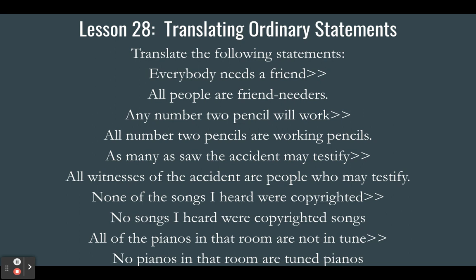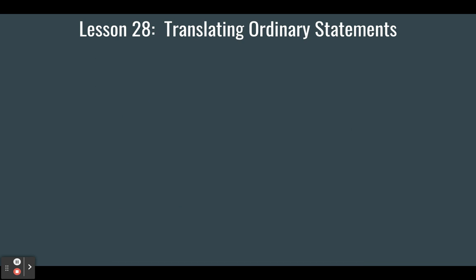Now, remember, it's not enough to ask the question, how many of the subject are we talking about? The second question has to be, are we making an affirmative or a negative claim? Because this one's tricky. We see the word all, and so we want to say, oh, we should make that an A statement, a universal affirmative. But the claim is actually a negative claim. They are not something. And since we can't say all S are not P, we say no S are P. So no pianos in that room are tuned pianos.